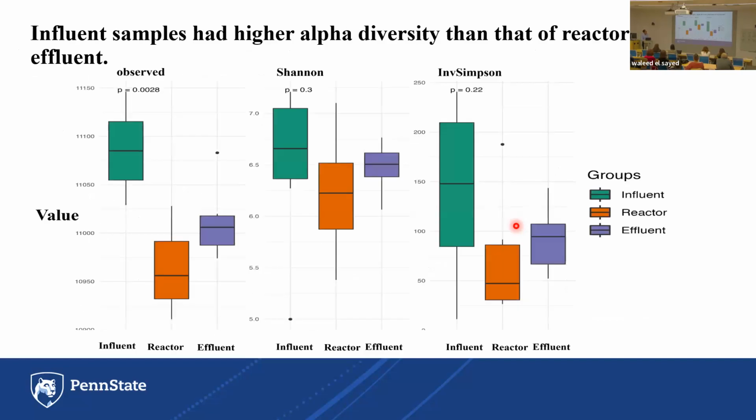Based on our analysis, we did the alpha diversity to understand the difference in the community between the influent, the reactor, and the effluent. We found that there is low diversity in the reactor compared with the influent and the effluent, and that means our reactor is stable in performing a specific function to remove nutrients and probably unwanted pathogens.